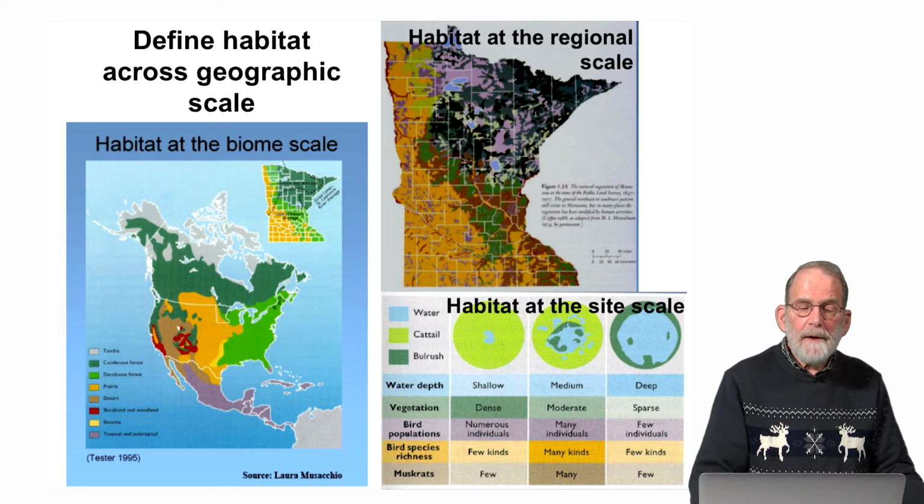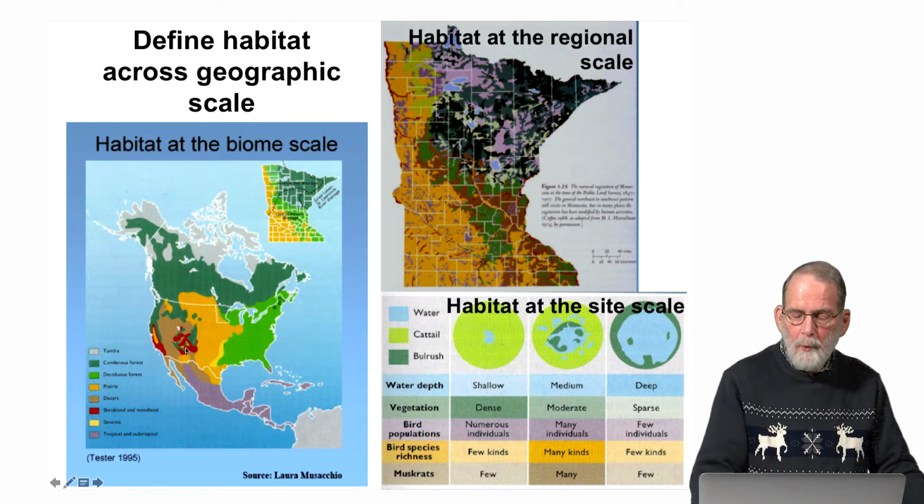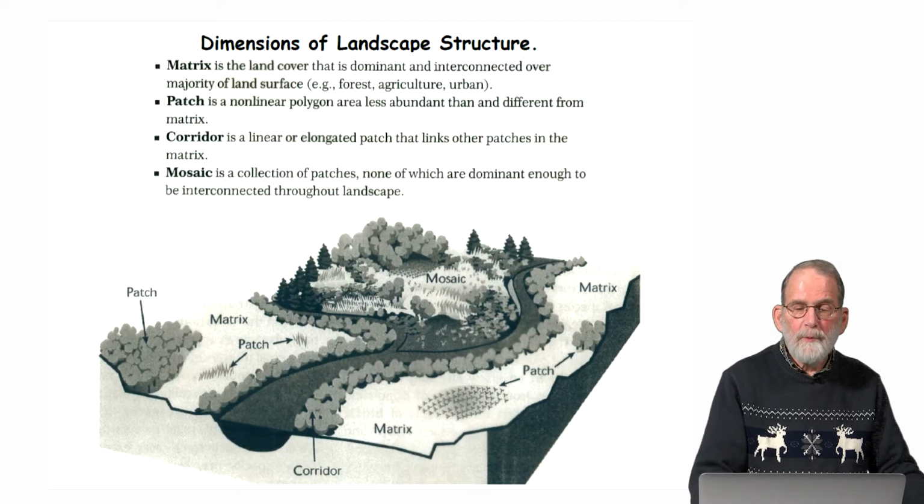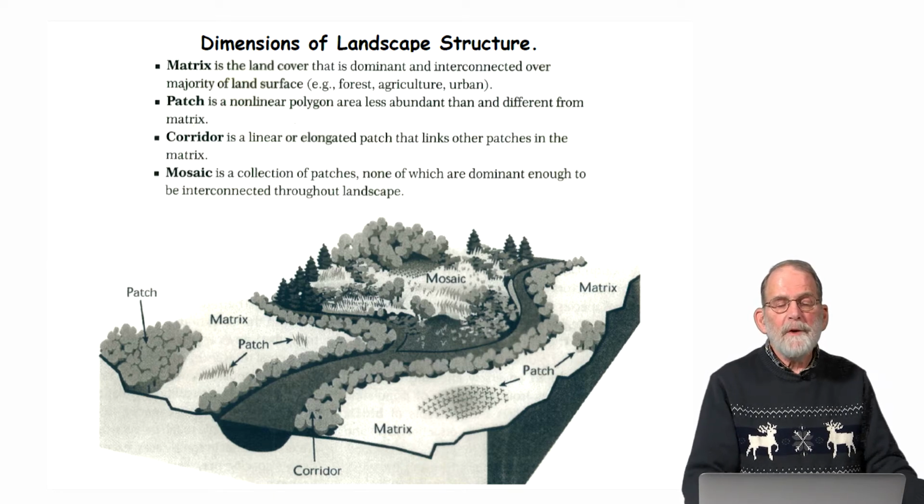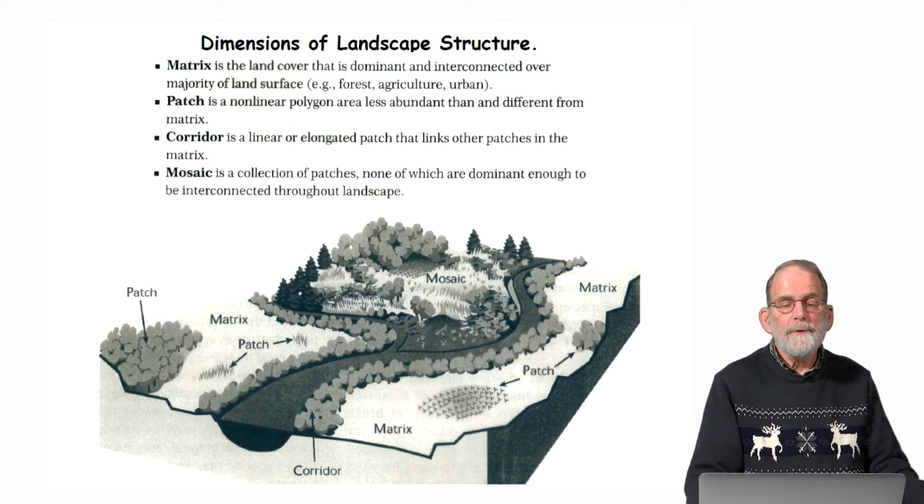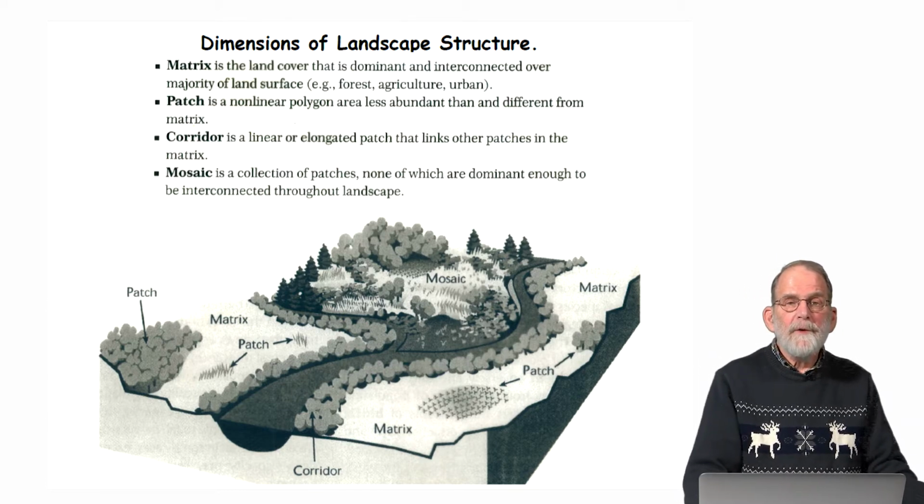We can define habitat across a geographic scale, as I mentioned earlier, and talk about individual wetlands by themselves within a complex within the landscape, and that complex existing within continental biomes. In terms of characterizing landscape structure, we commonly use 4 different terms to talk about the structure of a landscape. The first of these is called matrix. Matrix is the land cover that is dominant and interconnected over the majority of the land surface.